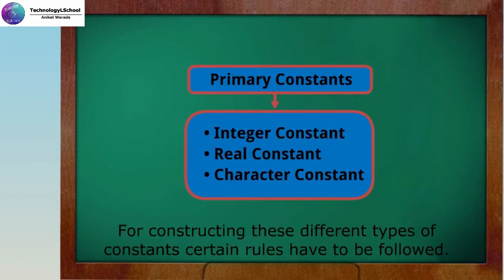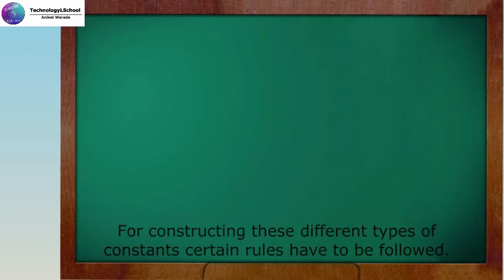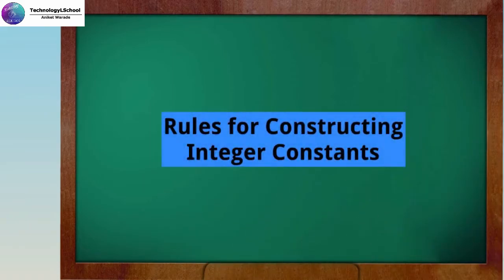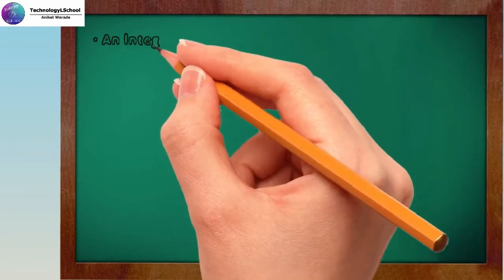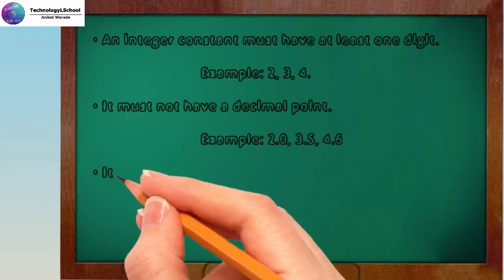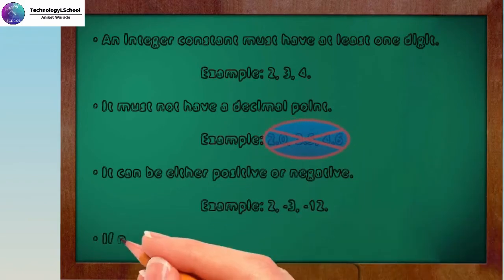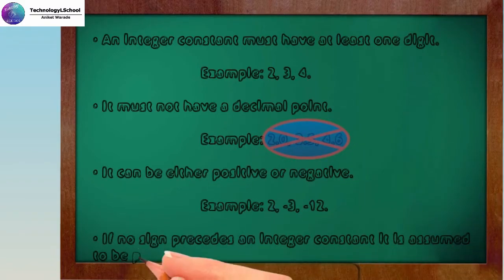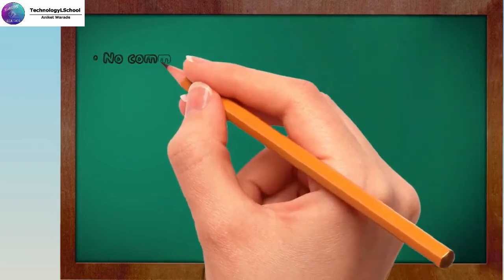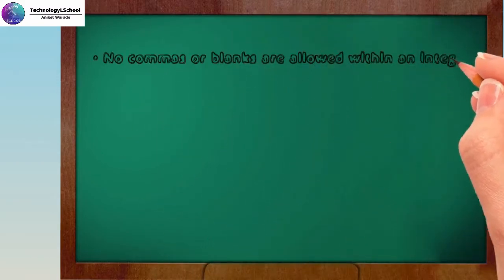For constructing these different types of constants, certain rules have to be followed. Rules for constructing integer constants. An integer constant must have at least one digit. It must not have a decimal point. It can be either positive or negative. If no sign precedes an integer constant, it is assumed to be positive. No commas or blanks are allowed within an integer constant.